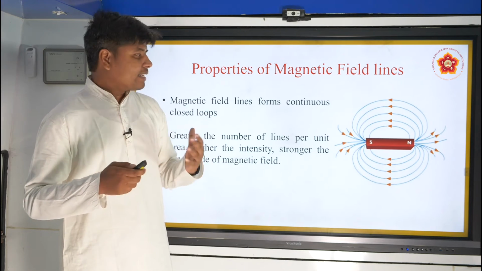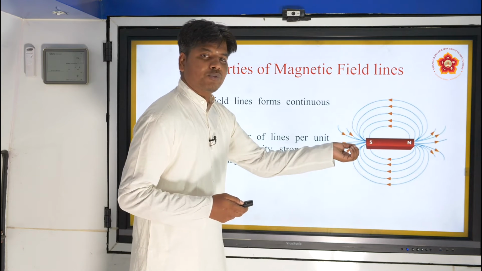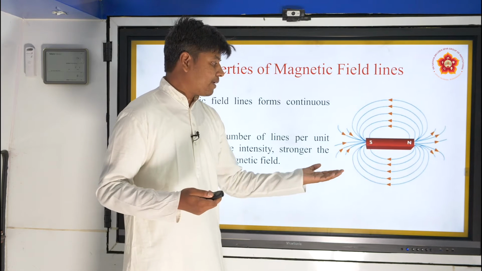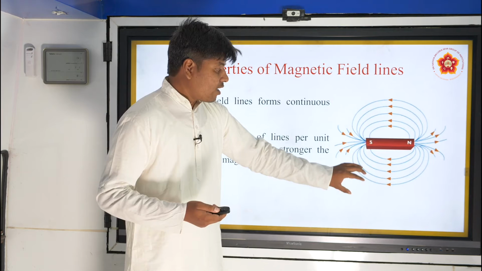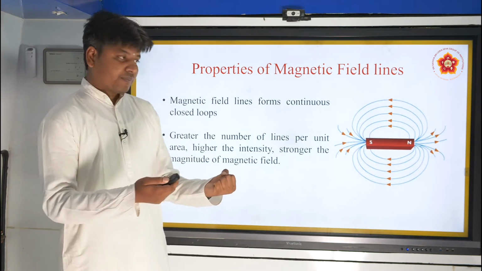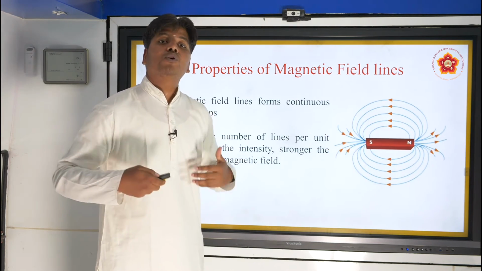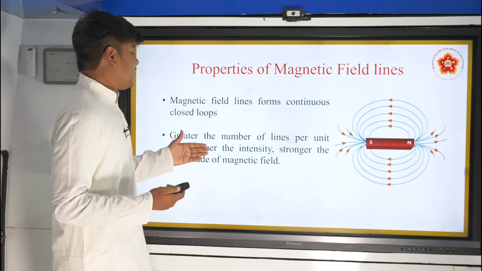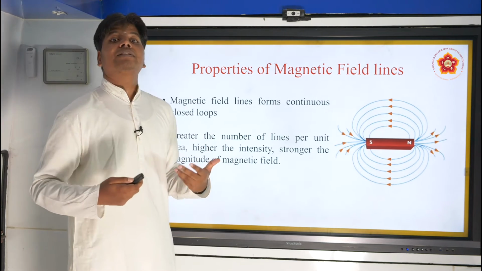It is basic intuition, right? Because if you take any object near the magnet, it will attract even more when compared to an object that has been put here. If you put a magnetic object here, it attracts more. That means the magnitude of attraction will be more when there are more lines of field. See, greater the field lines per unit area, higher the intensity. Higher intensity means the magnitude of the magnetic field is very high.